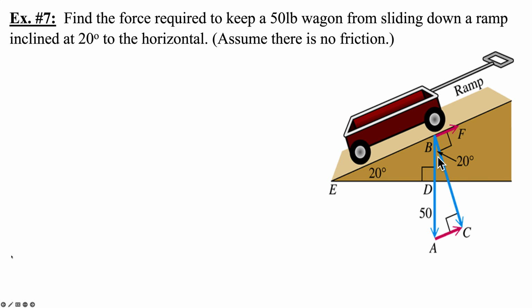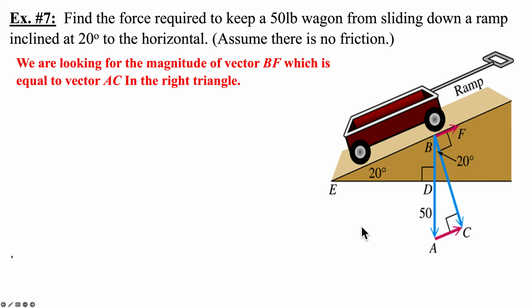This angle right here is also going to be 20 degrees. It's always the same as the ramp. So how do I find vector BF? Well, vector BF and vector AC are equal to each other. So here's what we do. 20 degrees, side opposite, hypotenuse 50. It's a sine ratio.